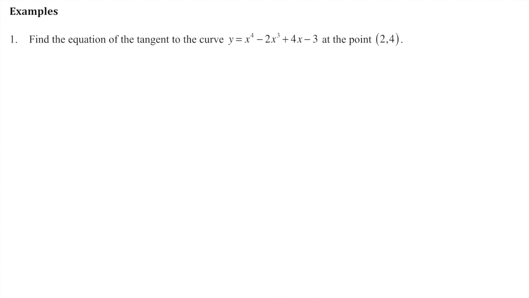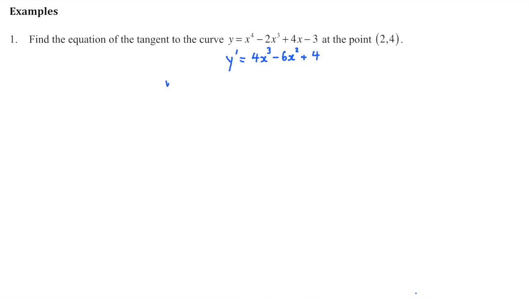So let's try some questions. First one. Find the equation of the tangent to that curve at 2, 4. Well, first thing we need to do is find the derivative because the derivative gives us the gradient at a point, the gradient of a tangent at a point. X to the power of 4 becomes 4x cubed when I differentiate it. Minus 2x cubed, 3 times 2 is 6, so minus 6x squared when I differentiate it. 4x to the power of 1, the 1 times 4, 4. There is my derivative because the minus 3 drops out.